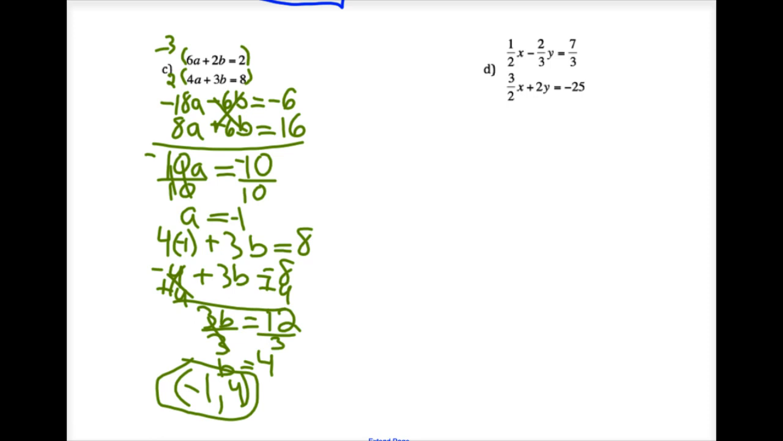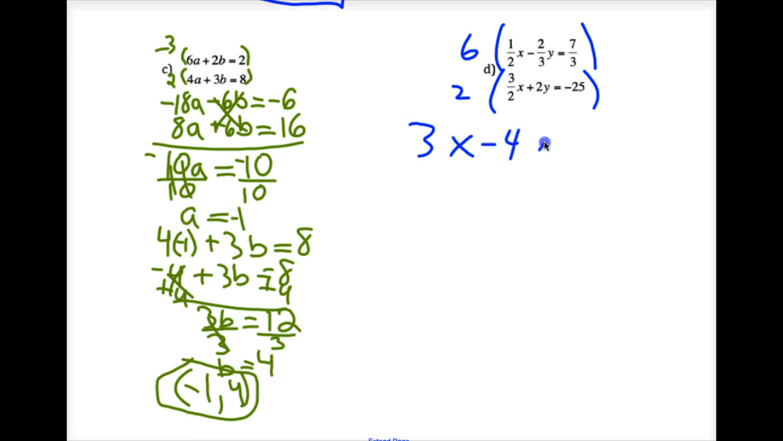Clear fractions. Kids were confused last period. They asked, do we have to multiply both equations by the same number to clear fractions, or can they be two different numbers? Two different numbers, totally. Quinn, what are you going to multiply the top one by to clear fractions? 6. How about the bottom one, Sarah? Negative 2. We'll see what happens.